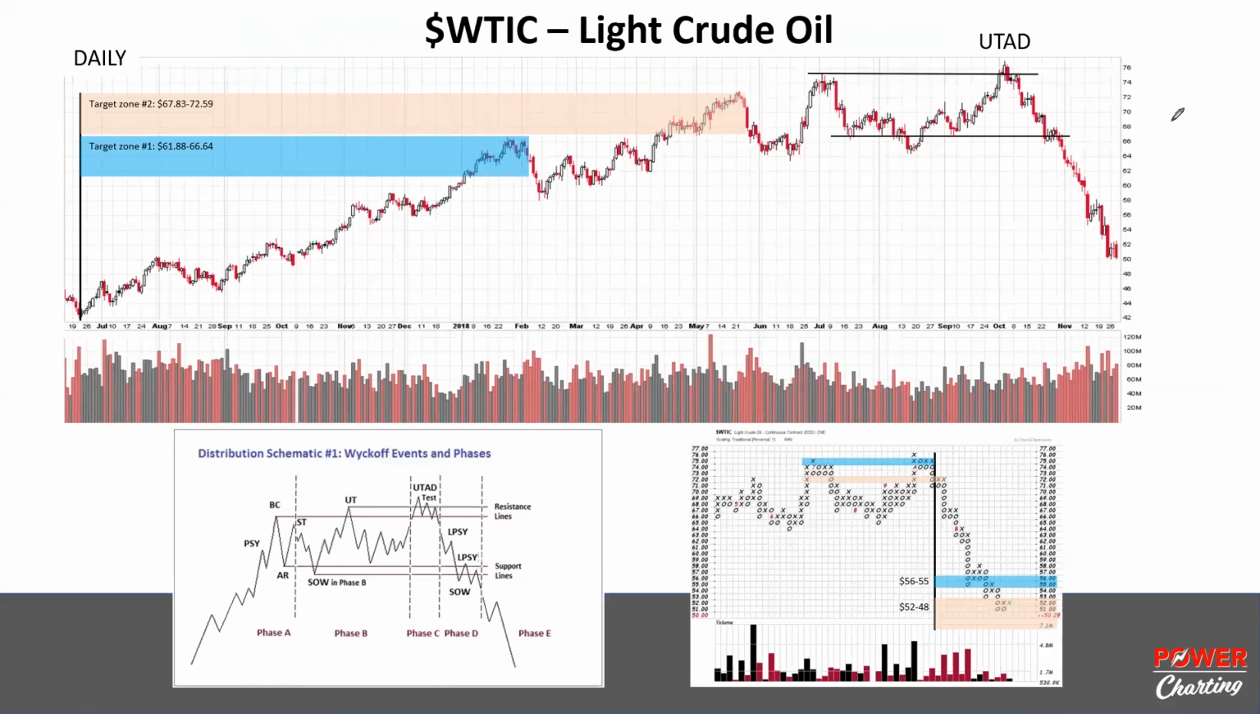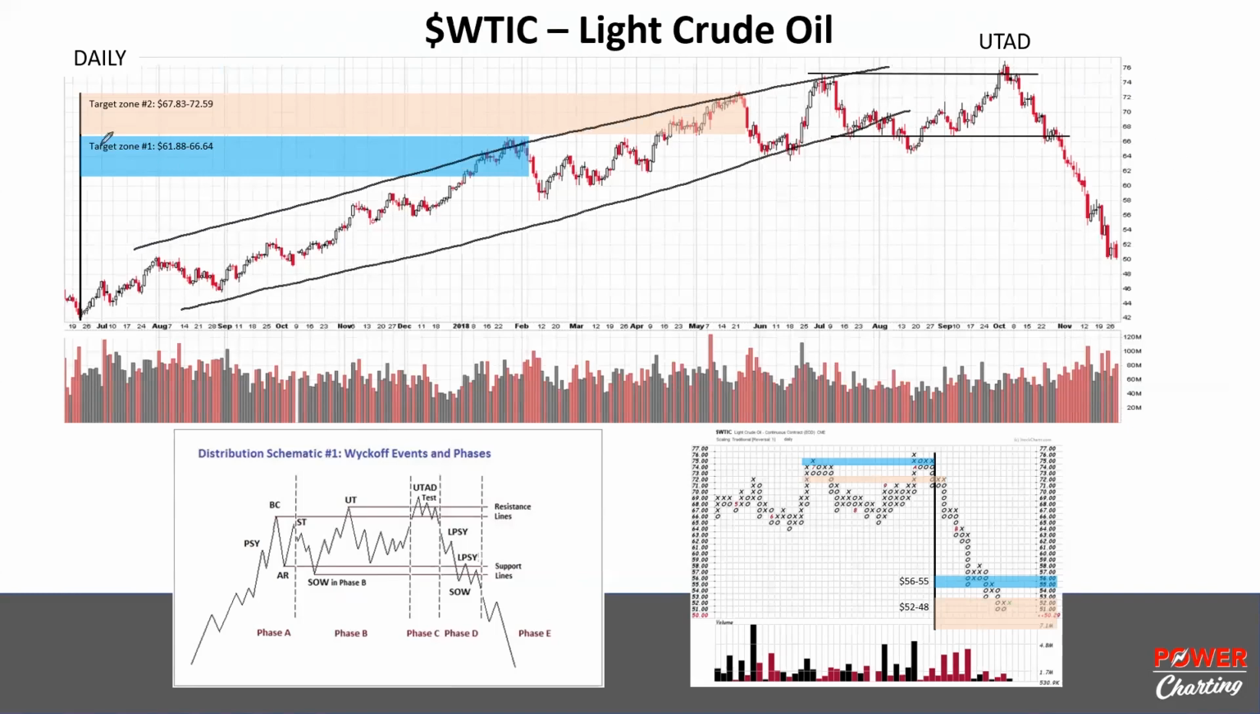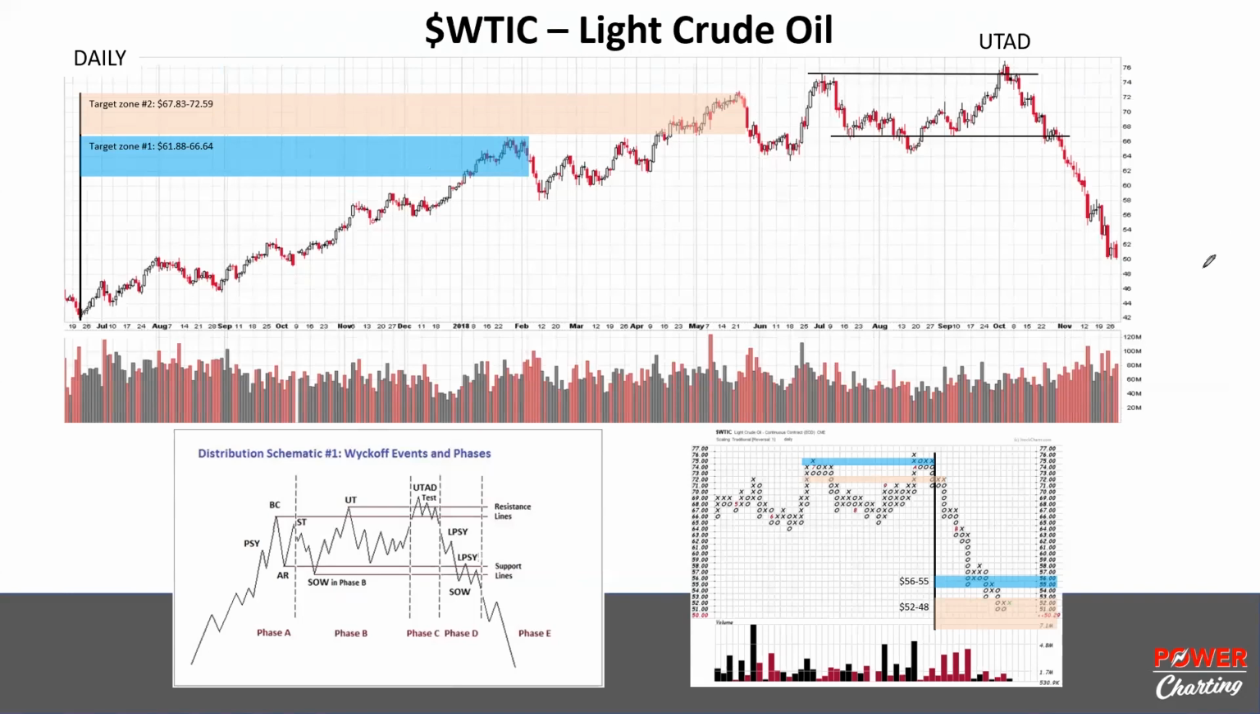So here we have a daily chart of light crude oil. This is the continuous contract, WTIC. You can see here, a beautiful uptrend. These two shaded areas are point and figure counts. And you can see that the top count, target zone number 2, was fulfilled back in May when we went into a range-bound condition.